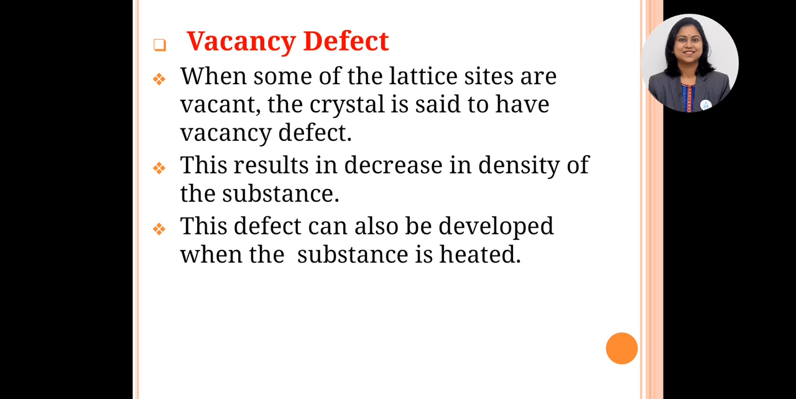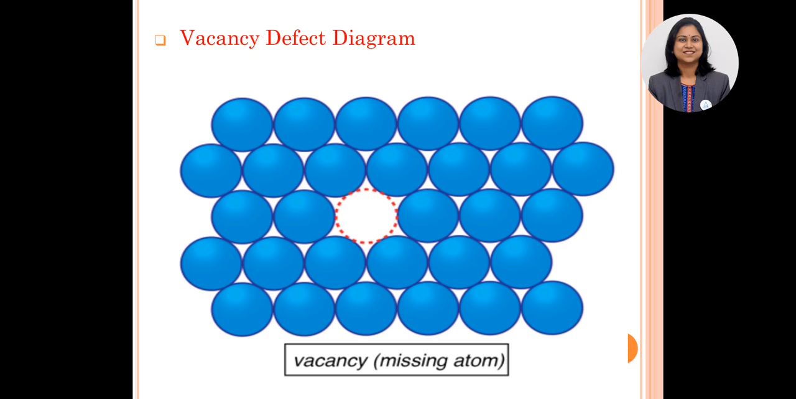When some of the lattice sites are vacant, the crystal is said to have vacancy defect. This results in decrease in density of the substance. This defect can also be developed when the substance is heated. This is the diagram for vacancy defect.